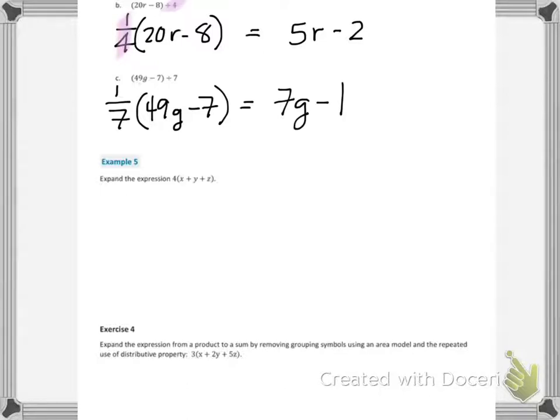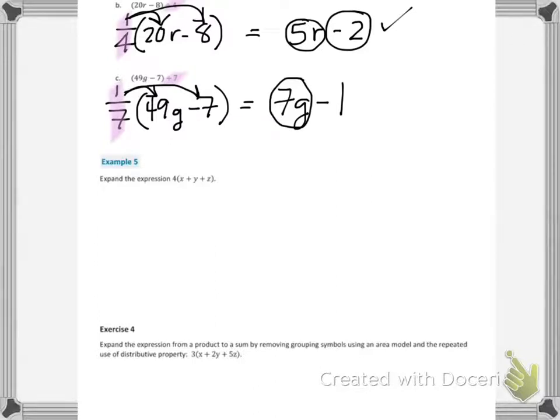So if I did that, I have 1/4 times 20r minus 8, and if I distribute out, 1/4 times 20 is 5, that's where I get my 5r, and then 1/4 times -8 is where I get my -2, and that's my standard form there. Same thing here. I had my divided by 7, same as multiply by 1/7, distribute out, 1/7 times 49 is where I get my 7g, and then 1/7 times -7 is where I get my -1, and that's that in standard form.